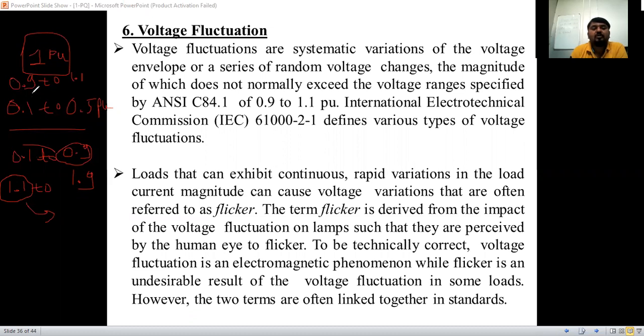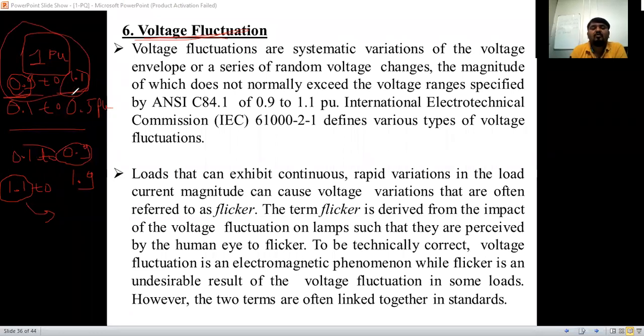If the voltage is 0.8, that is less than 0.9, and if it is more than 1.1, that we are going to call voltage fluctuation. If it is more than 1.1, that is called voltage swell, also called over voltage. If it is less than 0.9, that is called voltage sag, also called under voltage. But 0.9 to 1.1 is the acceptable range of the voltage here.